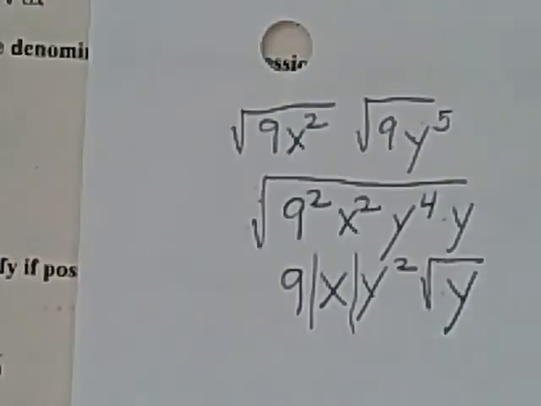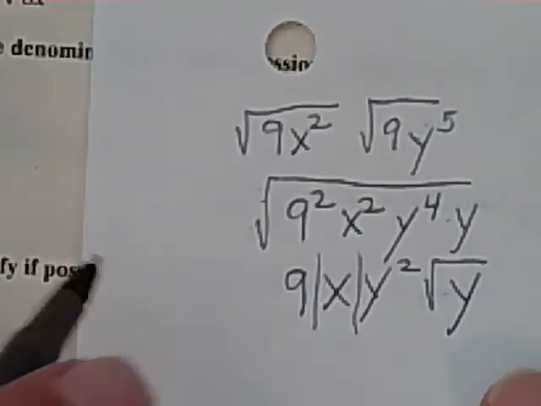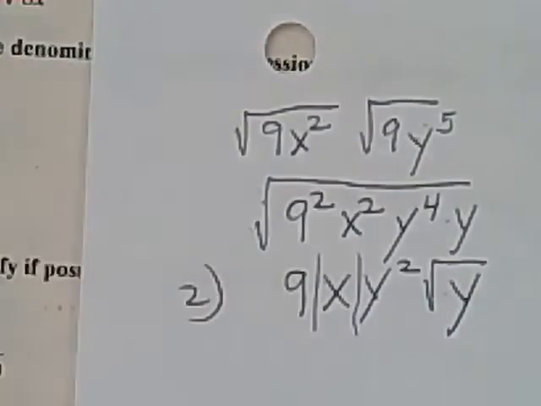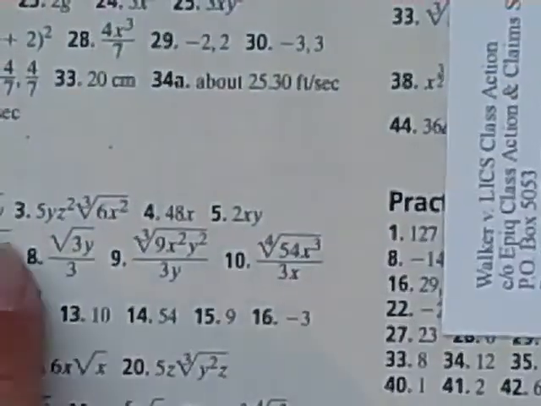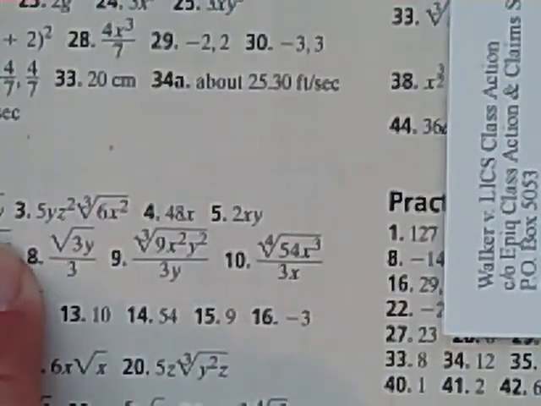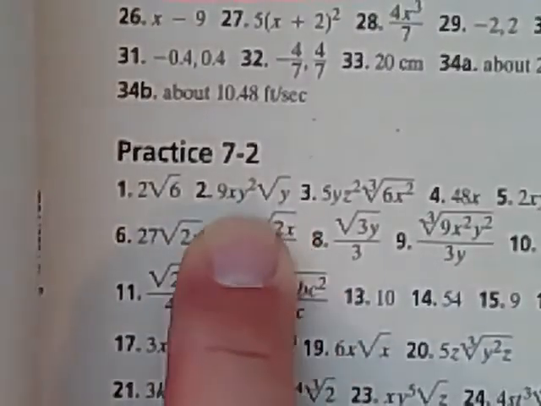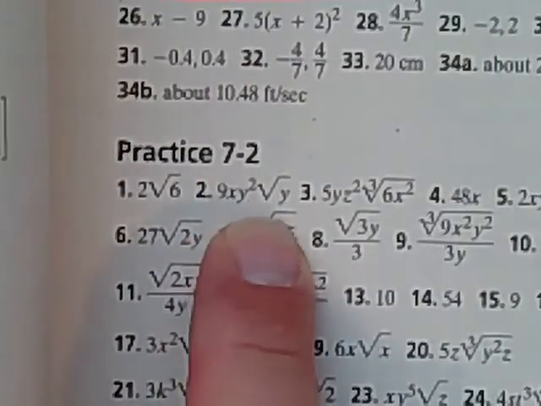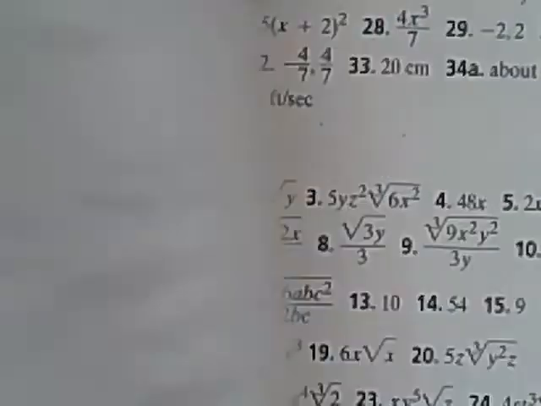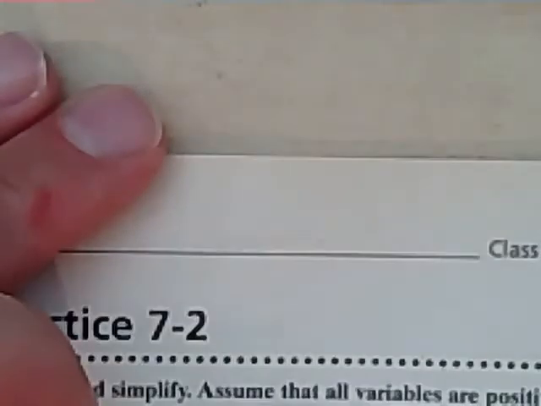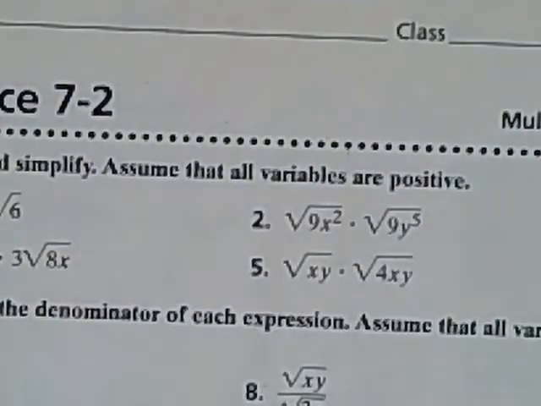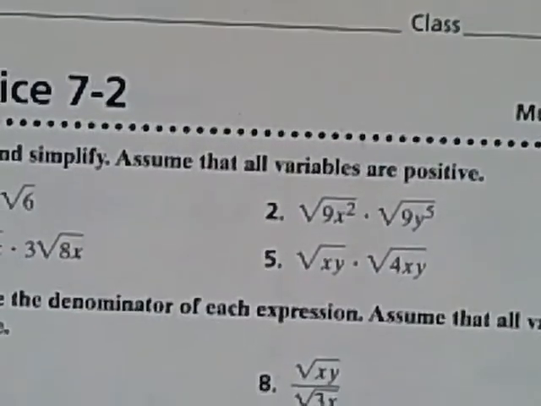Let's go see. This is practice 7-2, number 2. What does the answer key say? It says there's no need for an absolute value symbol. That it's just 9x squared, 9x y squared, radical y. Okay. I guess that means assume all variables are positive. That means I didn't need to worry about it.